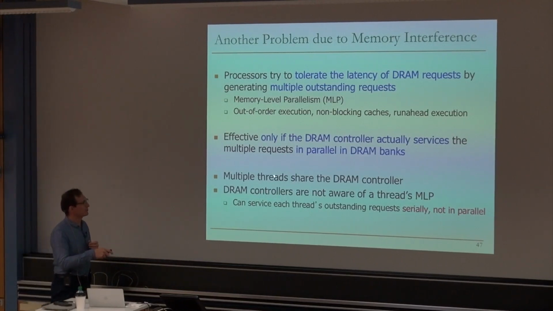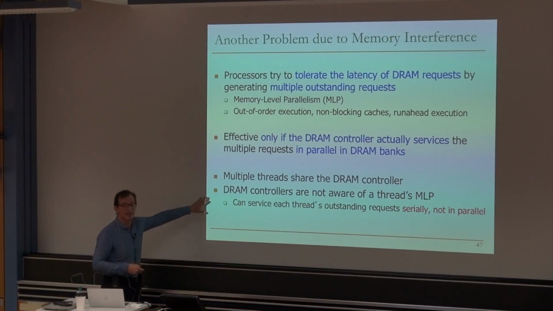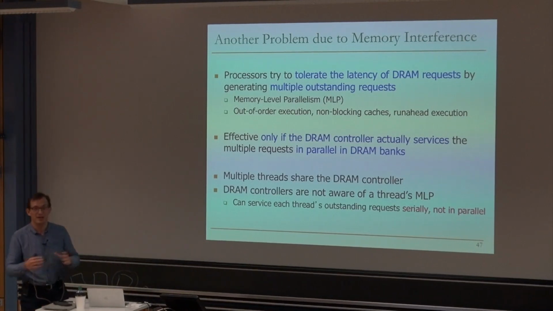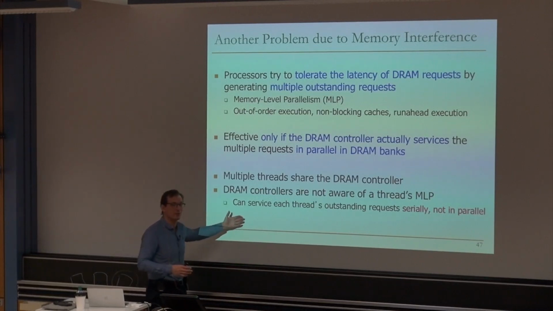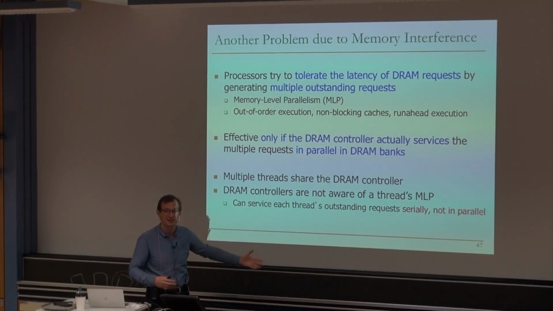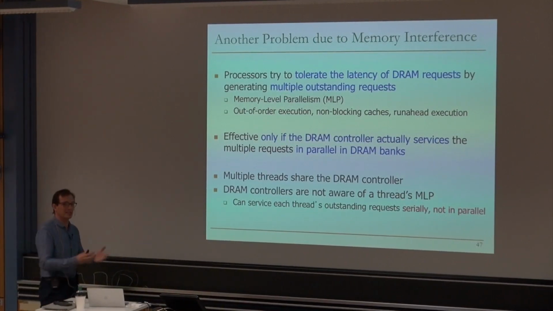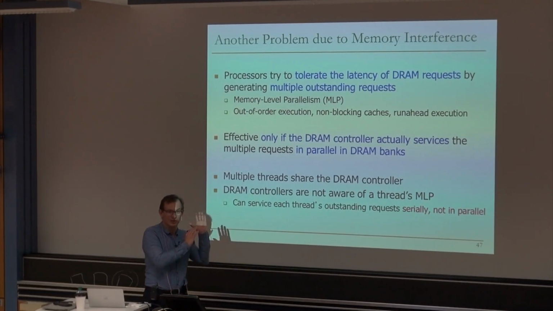But if you have multi-core systems, you have multiple threads that are sharing the DRAM controller, and the DRAM controllers are not aware of each thread's memory level parallelism. As a result of this, a DRAM controller can service each thread's outstanding requests serially and not in parallel. If you don't service the requests in parallel, you don't get the benefits of memory level parallelism. Essentially, you're serializing otherwise concurrent requests. So basically, instead of stalling once for all of the requests, you're stalling once for each request, as we've discussed a long time ago, right?